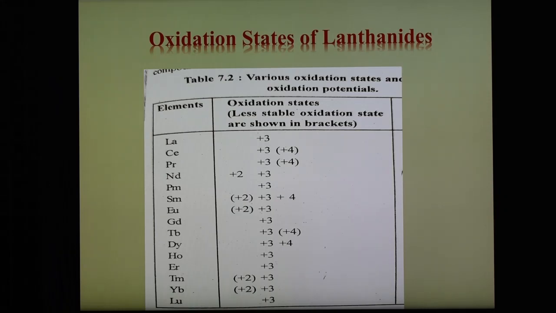In addition to +3, some elements like cerium, praseodymium, terbium and dysprosium also show the +4 oxidation state, whereas samarium, europium, thulium and ytterbium also show the +2 oxidation state. So the common oxidation state shown by these elements is +3, and some elements show +2 and +4. In short, lanthanides show variable oxidation states. This is an important property of the lanthanide series.